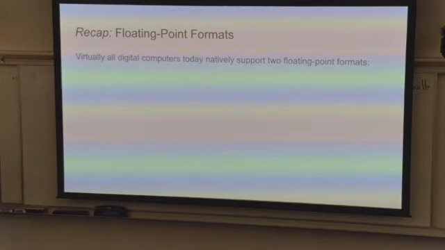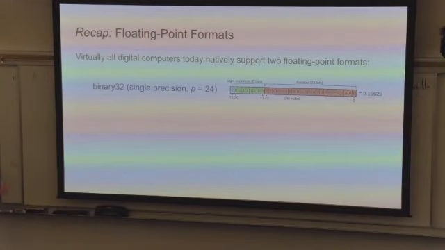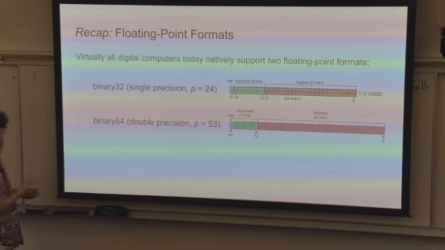Now, most of the digital computers that exist today, in fact just about all of them, with very few exceptions, natively support 2 different floating point formats, which are 2 different choices of how long the mantissa and the exponent can be. There's what we call the binary 32 format, or the single precision format, which, like the name implies, is a 32-bit format with precision p equals 24. And there is the binary 64, or double precision format, which is a 64-bit format with precision p equals 53.